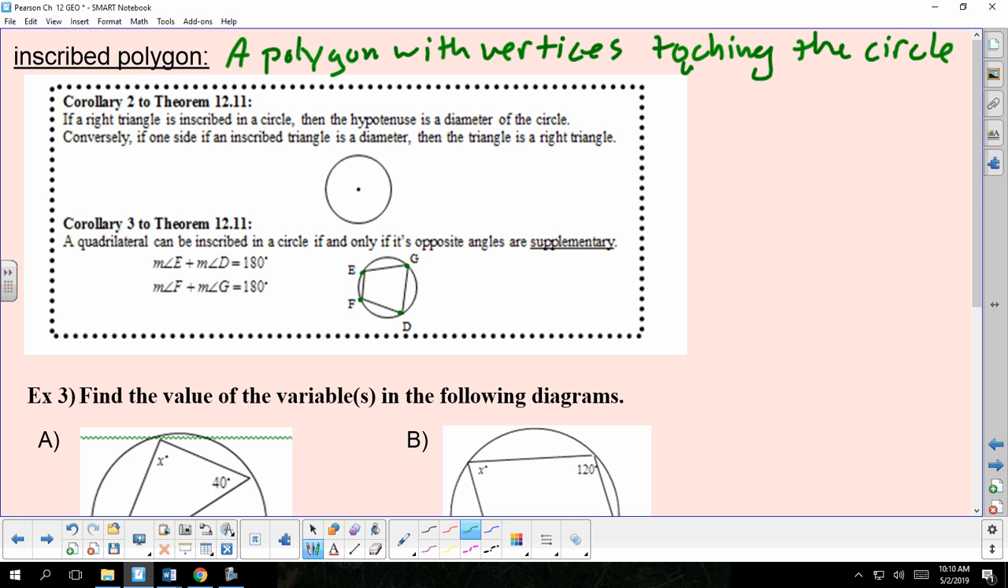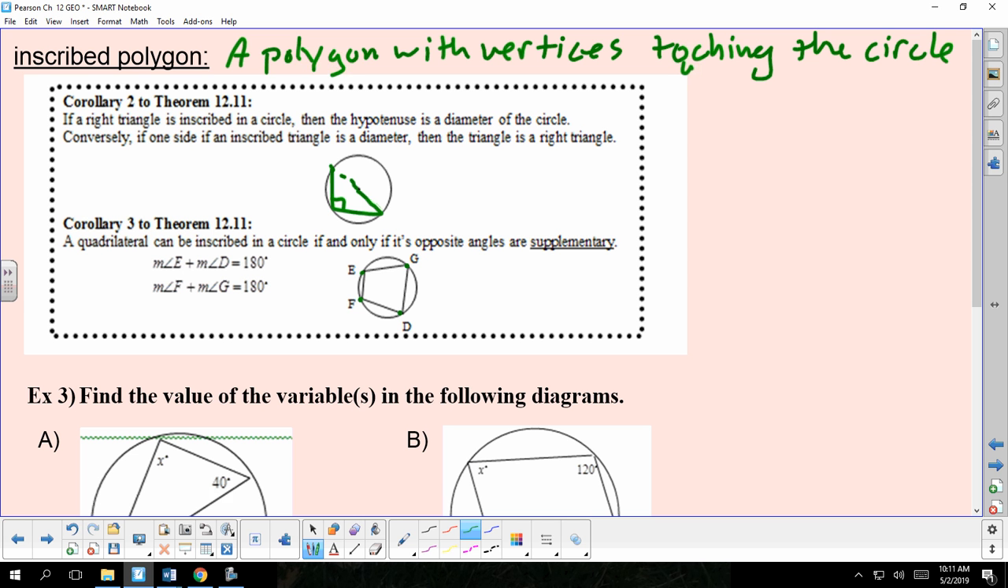So if a right triangle is inscribed in a circle, then the hypotenuse is a diameter of the circle. So whenever I have a right triangle, we know the hypotenuse is the diameter of the circle. Conversely, if one side of an inscribed triangle is a diameter, then it is a right triangle.